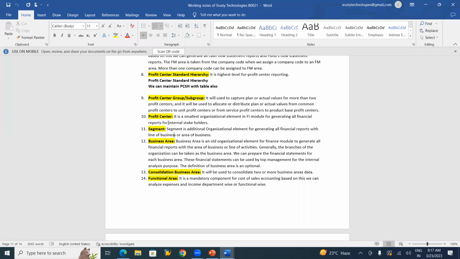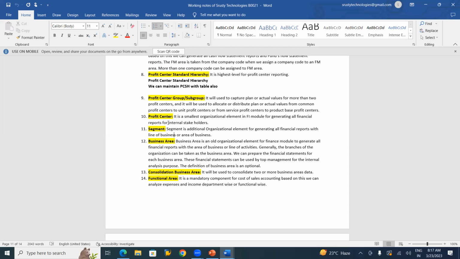But after 2020, in the projects I saw, they are using both segment and business area separately, because they have specific requirements: they want to utilize business area for one purpose, and for lines of business they want to utilize segment. Both they want to use. From the 2019 implementations, I saw 85% of clients were using business areas as well as segments.